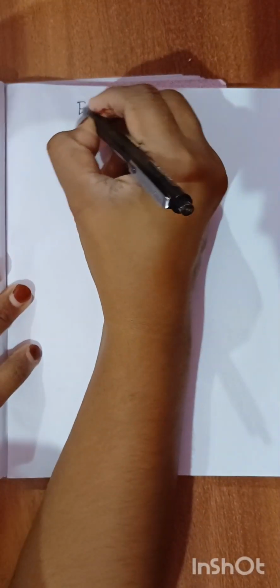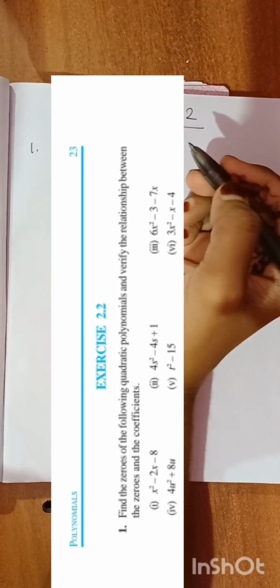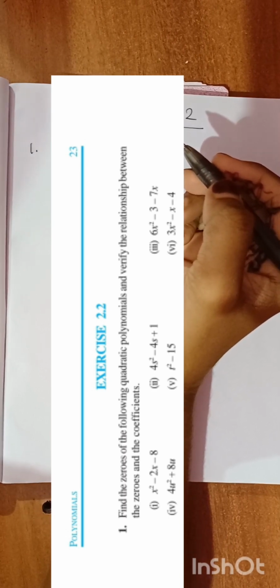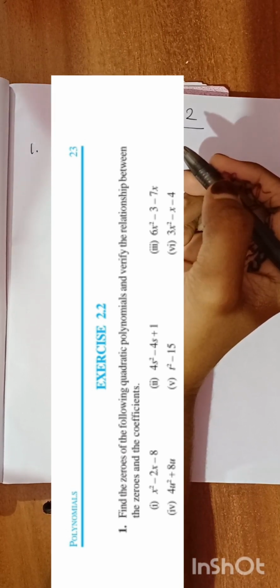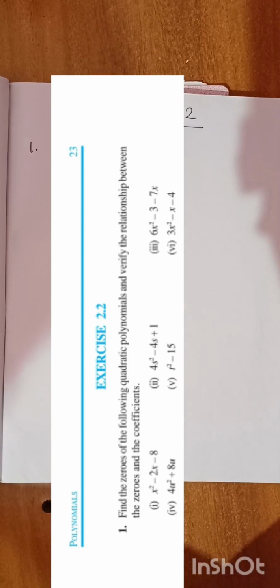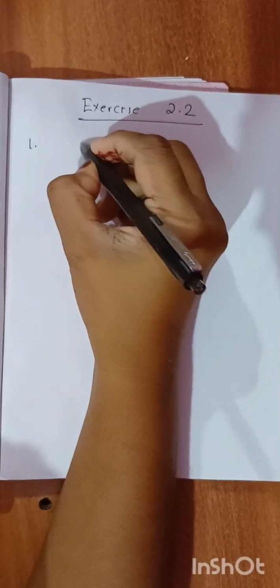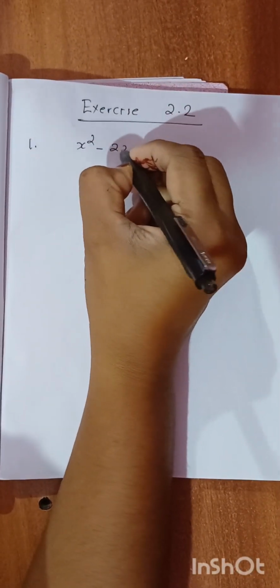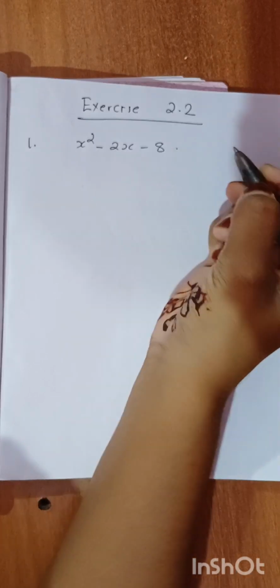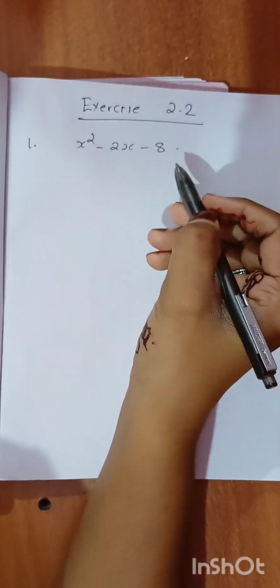Next one is exercise 2.2. The first question here is, find the zeros of the following quadratic polynomials and verify the relationship between the zeros and the coefficients. This question here is x square minus 2x minus 8. You have to find the solution here by splitting the middle term, and here the sum is equal to minus 2 and product is minus 8.